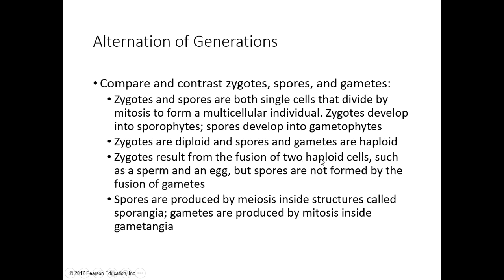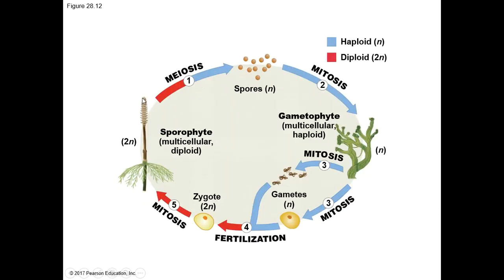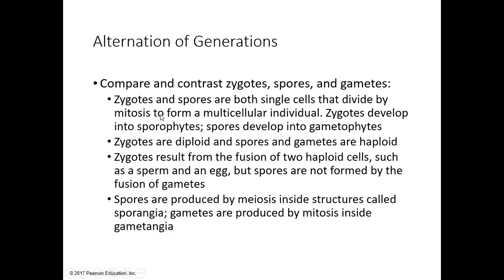Zygotes result from the fusion of two haploid cells, such as sperm and egg, but spores are not formed by the fusion of gametes. All right, spores come from meiosis of the sporophyte. So spores come from a sporophyte. It makes sense. Spores are produced by meiosis inside structures called sporangia. Gametes are produced by mitosis inside of the gametangia. So spores, sporangia, gametes, gametangia. Keep those terms straight in your head, and they do kind of go together.